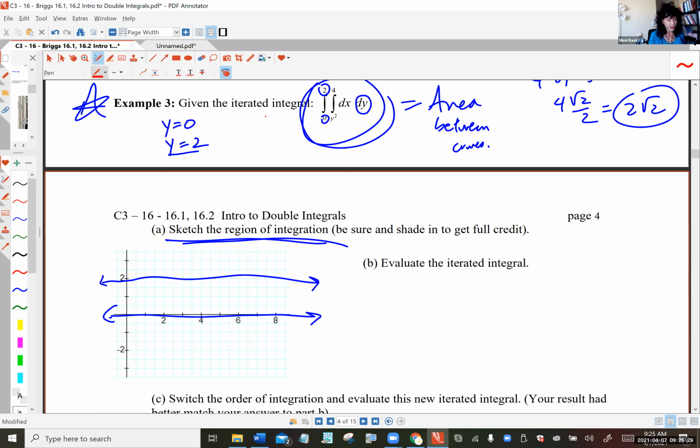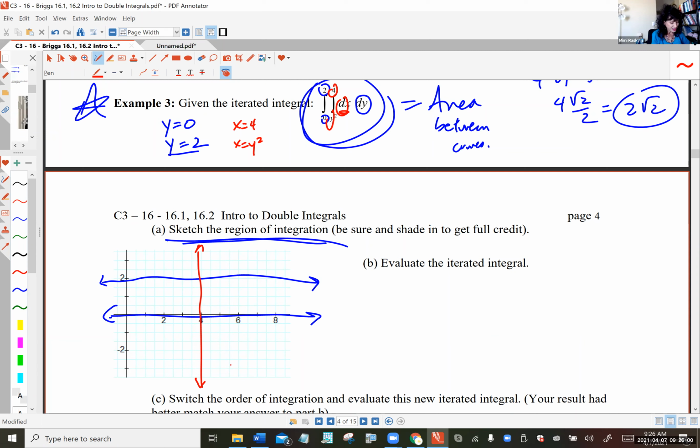So then the next thing you're doing is you're looking at the inner integral, and it's with respect to x, and its limits are 4 and y squared. Great. So you're going to write down x equals 4, and you're going to write down x equals y squared. And then you're going to graph those. Now, x equals 4 is easy peasy because that's just a straight line, and it happens to be vertical. There's x equals 4. Now, x equals y squared is not as easy because that's a horizontal parabola.